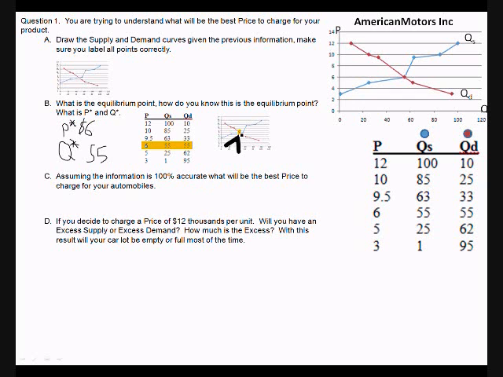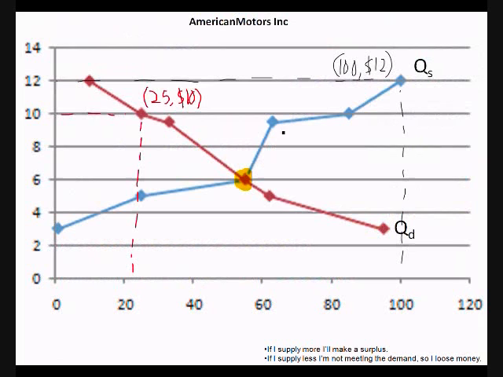The best price is the equilibrium price. If I charge too much, what ends up happening? If I charge too much, not many people are buying, right?